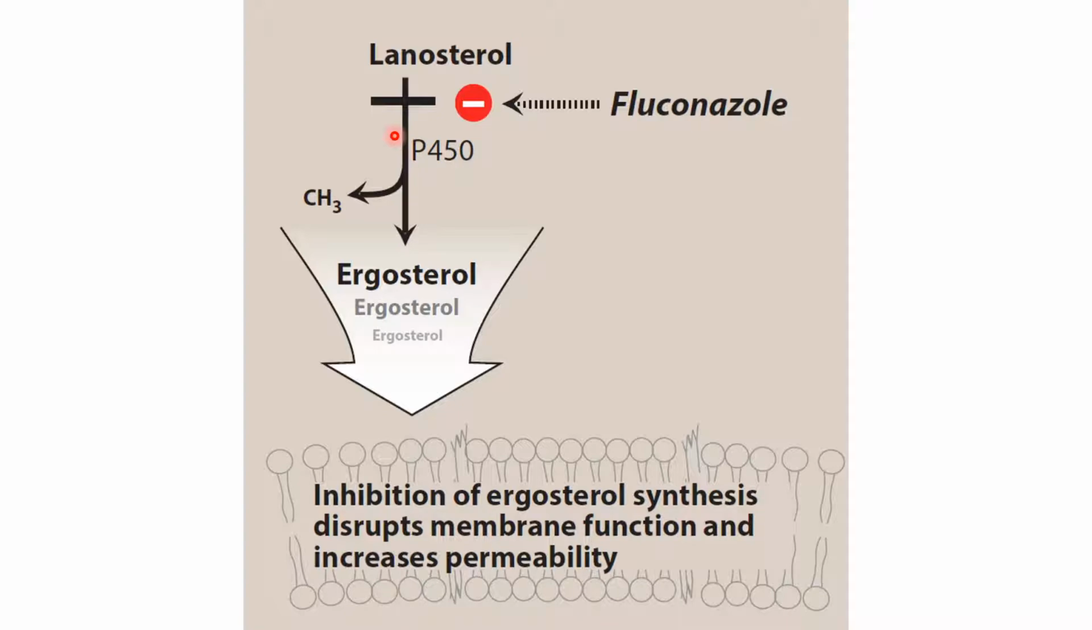It's available orally and intravenously, and it's well absorbed and distributed in all body fluids, and is excreted via the urine, and that is why doses should be reduced if the patient has renal disease.